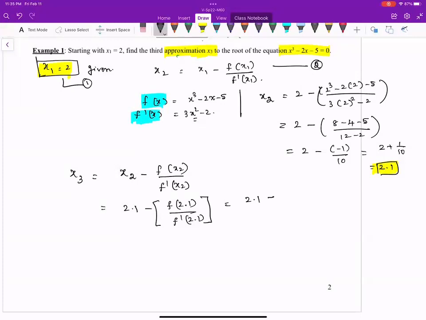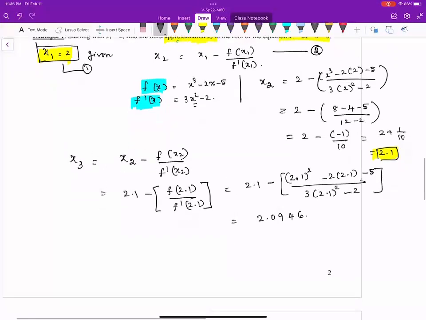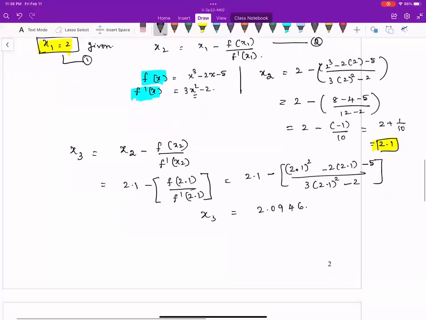So it is 2.1 the whole square minus 2 times 2.1 minus 5, divided by 3 times 2.1 the whole square minus 2. We can use your calculator to compute this. This value will turn out to be 2.0946, approximating to 4 decimal places. So check with your calculator for this part.